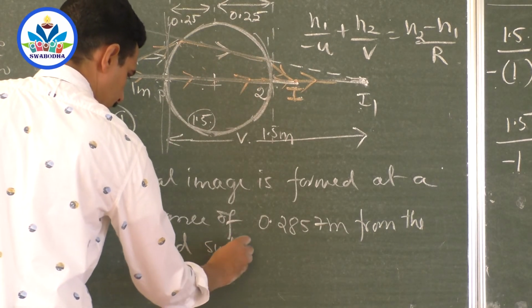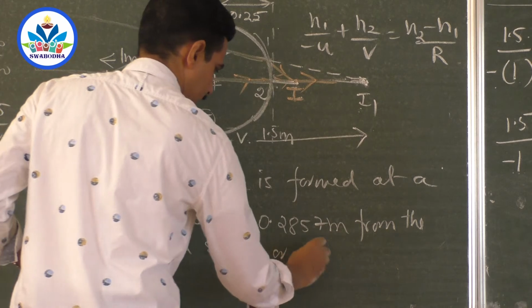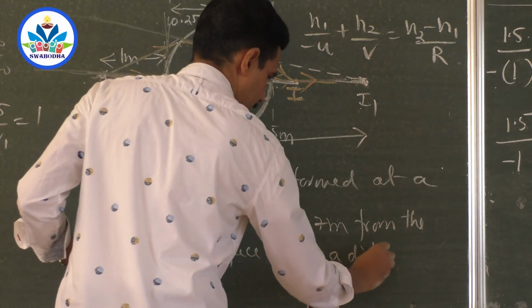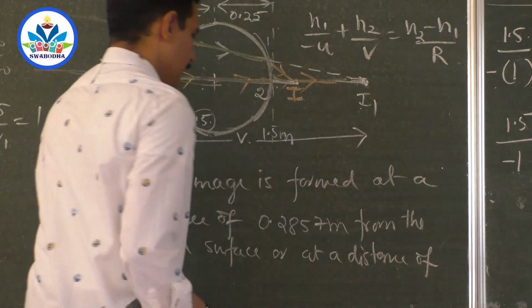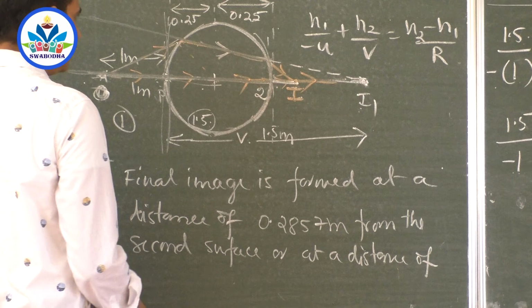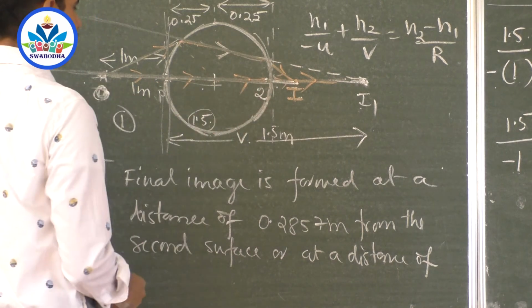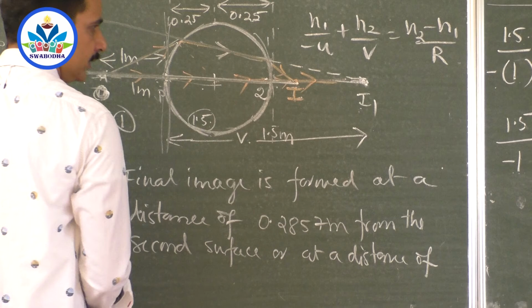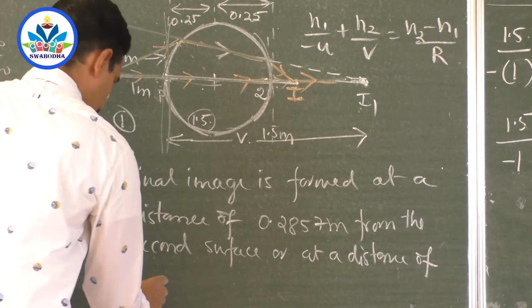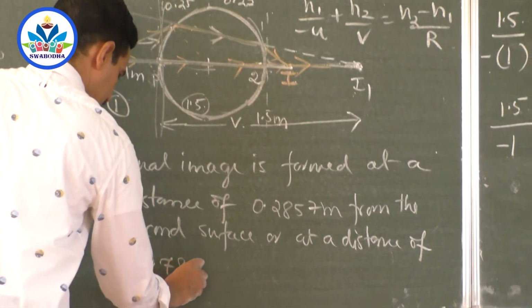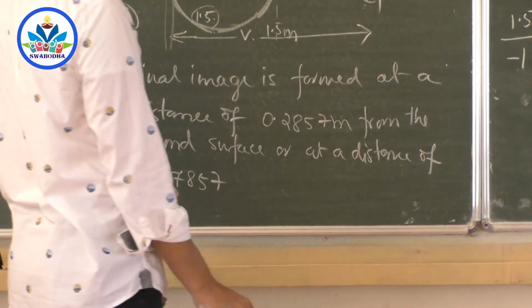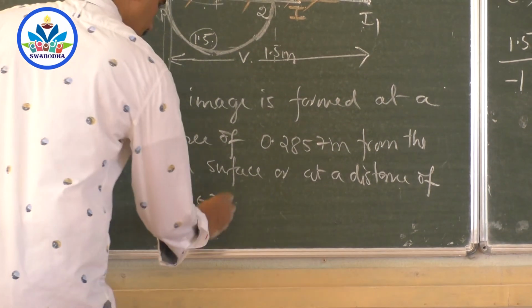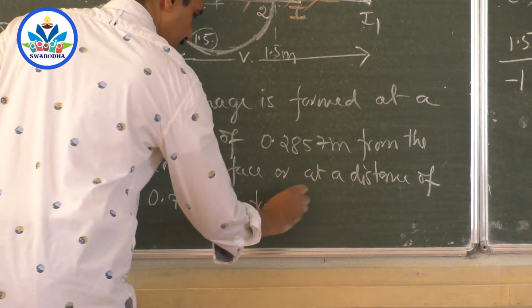or at a distance of 0.2857 plus 0.5, right? You have to add this. From here, this one, 0.2857 plus 0.5, or 0.7857, correct? If you add 0.5, it will be 0.7857 meter from the first surface.